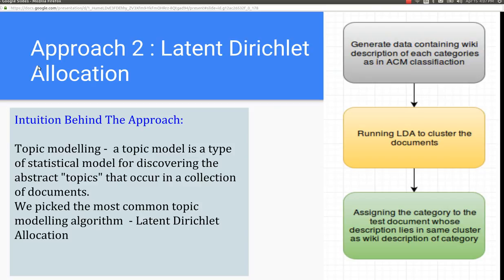The second is latent Dirichlet allocation. What we do is generate data containing the wiki description of each category in the ACM classification, and run LDA to cluster documents. So we had 1500 categories, and we downsized this to 20 because then 20 clusters were formed. After that, we assign the category to the rest of the documents whose description lies in the same cluster as the wiki description of the category. The problem with this approach is that in one cluster there could be many wiki pages and hence many categories. So the accuracy is not good for this. Only 15% we could achieve.